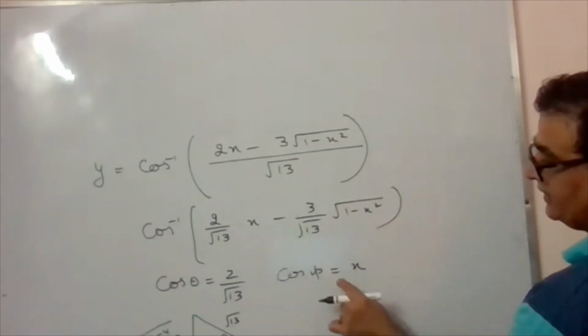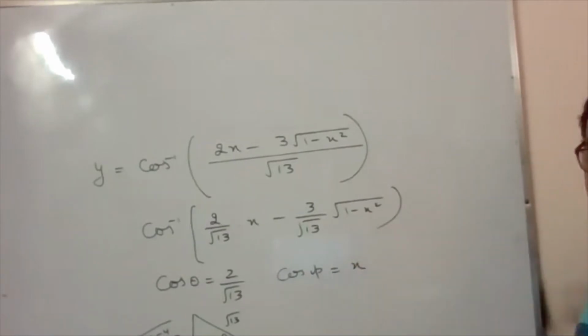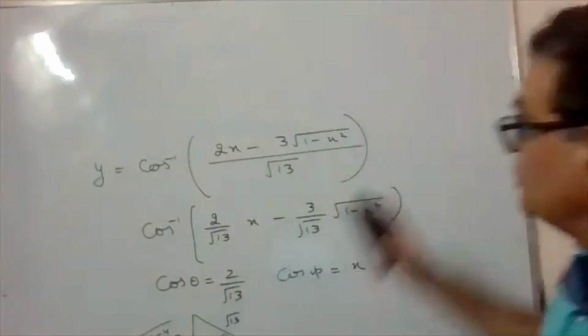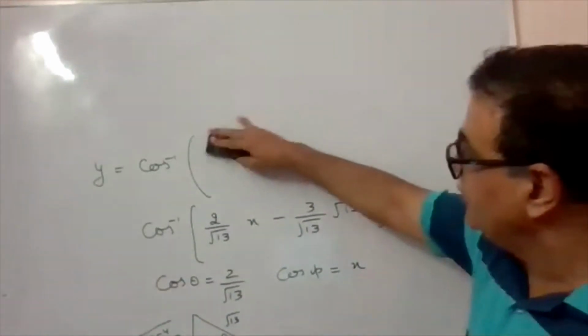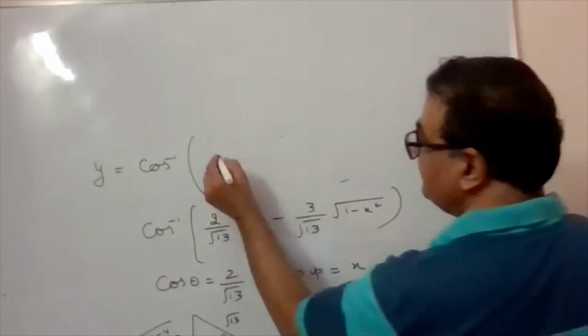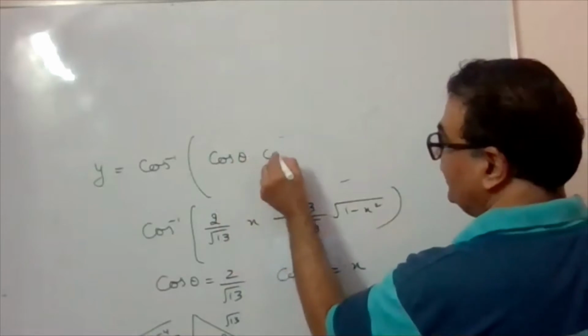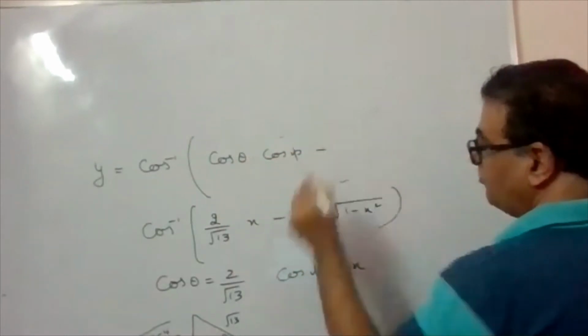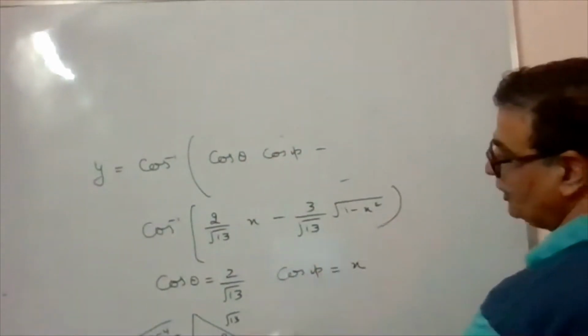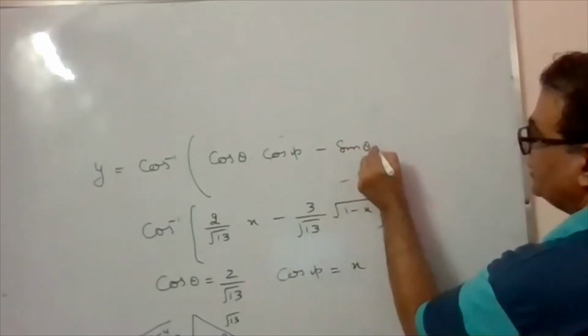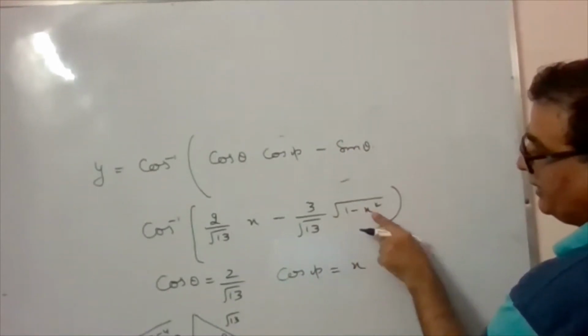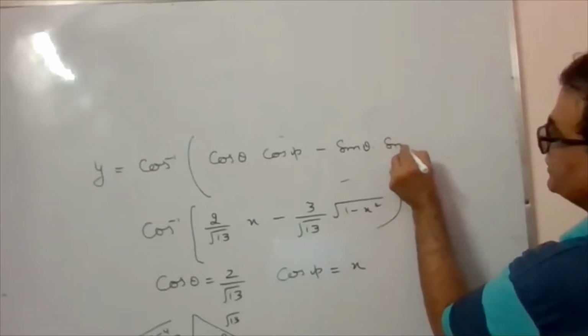And when you put x as cos phi, it will become sine phi here. So now we'll do the substitutions here. 2 by root 13 will be simply cos theta. X will be cos phi, minus 3 by root 13, that will be sine theta. And when you take under root 1 minus cos square phi, it will come sine phi.